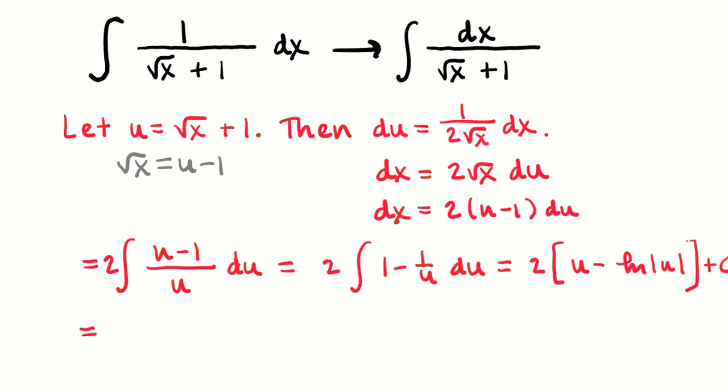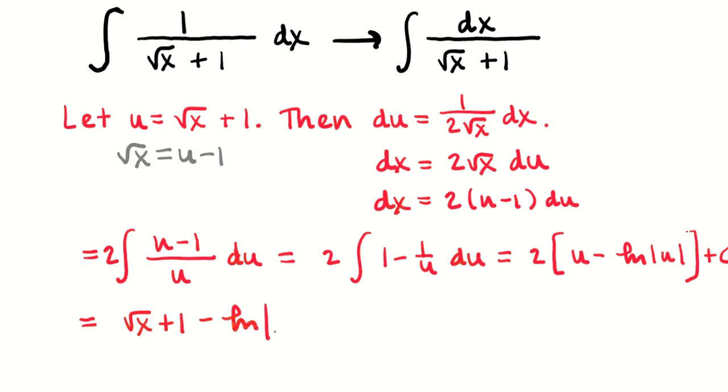And so now I can go back into x's, and I'll say, all right, well, u is square root of x plus 1. Minus the log of the absolute value of square root x plus 1, okay, plus c. Right, no, and I had 2 of these. Okay, so maybe I'll just factor out the 2 there and add plus c. And I kind of like that one.